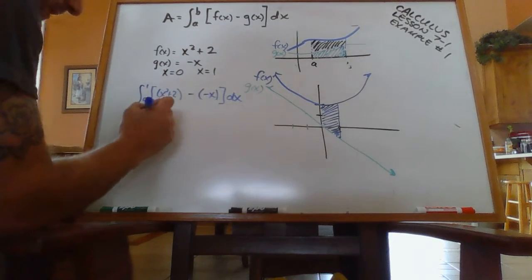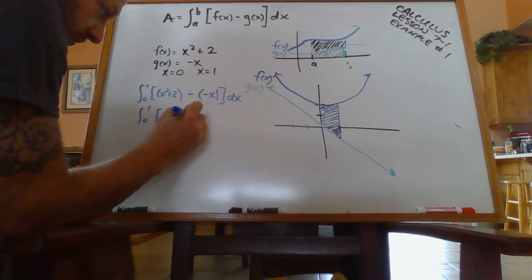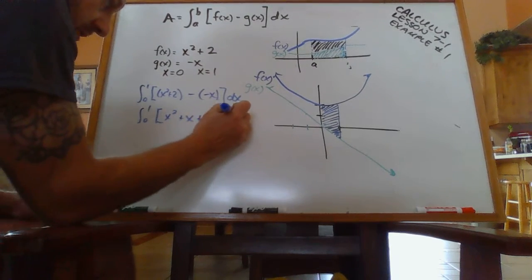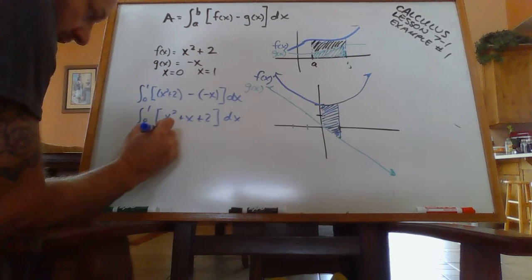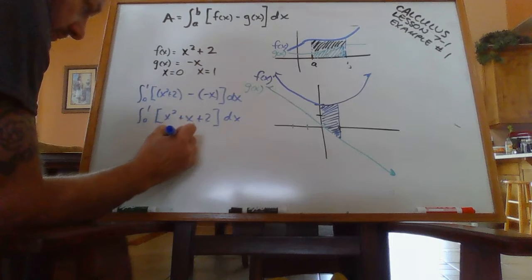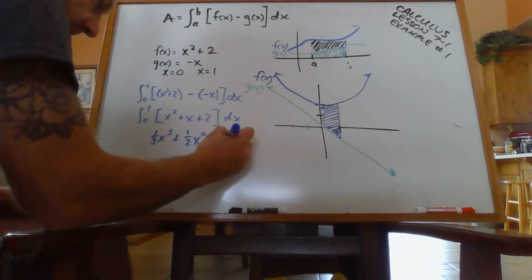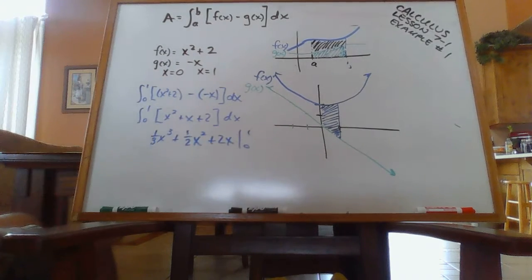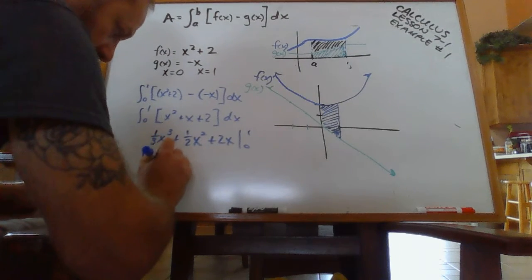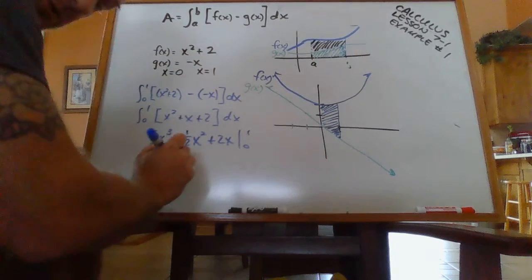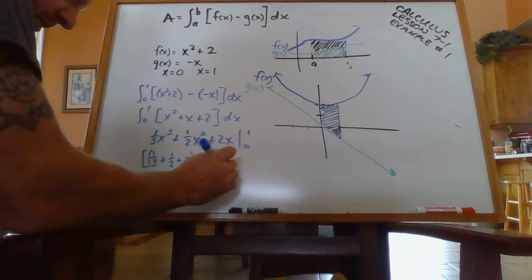Okay, so of course two negatives make a positive. This is just the integral from 0 to 1 of x squared plus x plus 2 dx. And that's really easy to do. You can do this in your head. This is 1/3 x cubed plus 1/2 x squared plus 2x, and we're evaluating that from 0 to 1. And so we plug 1 in here, and we're going to get 1/3 plus 1/2 plus 2. And then we're going to plug 0 in there, and we're going to get 0.